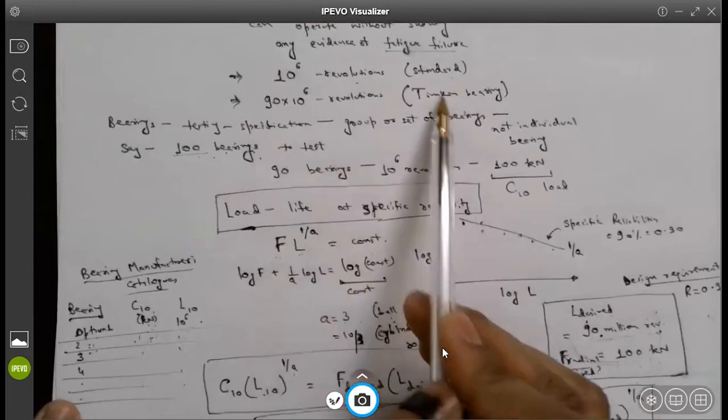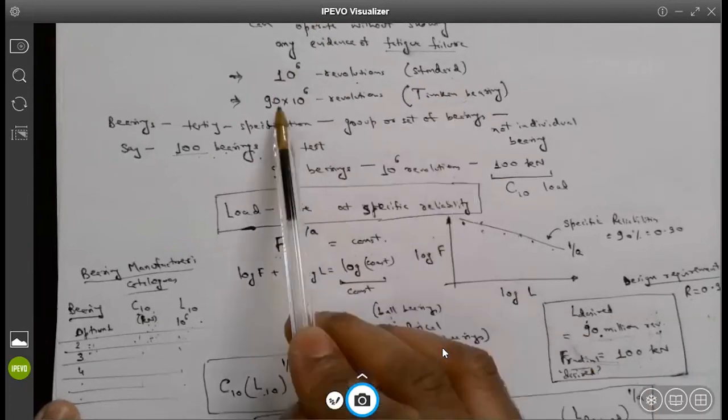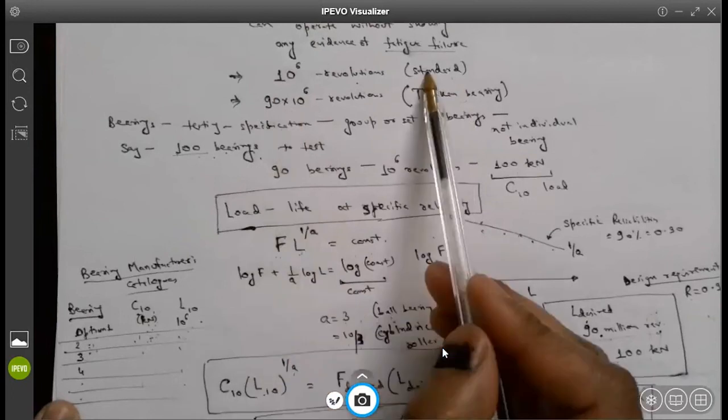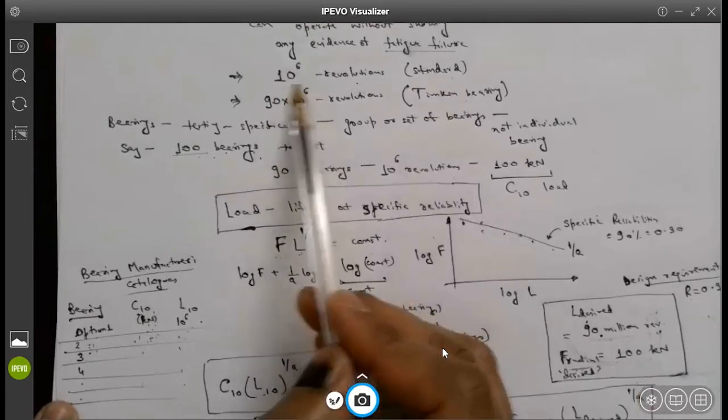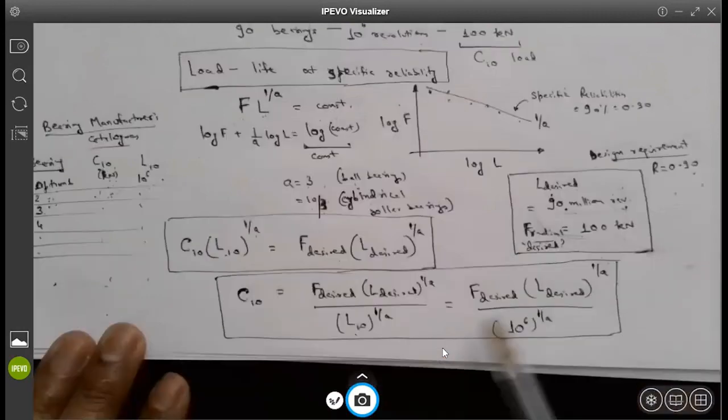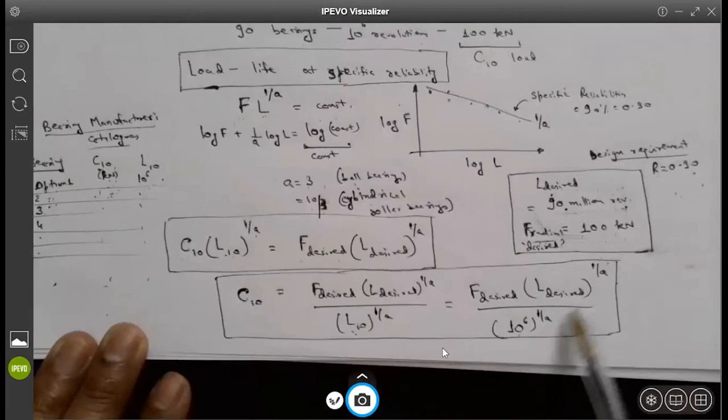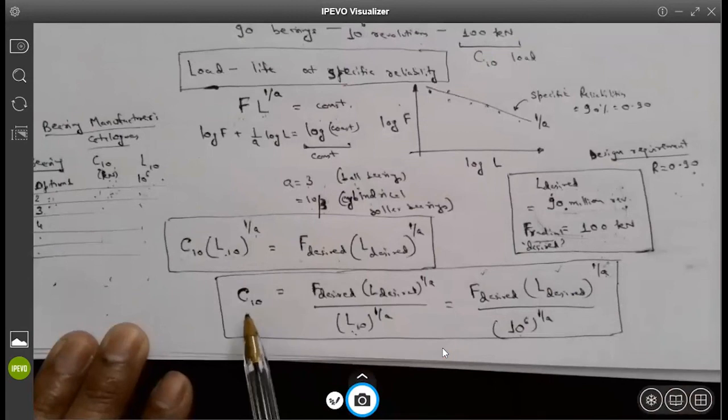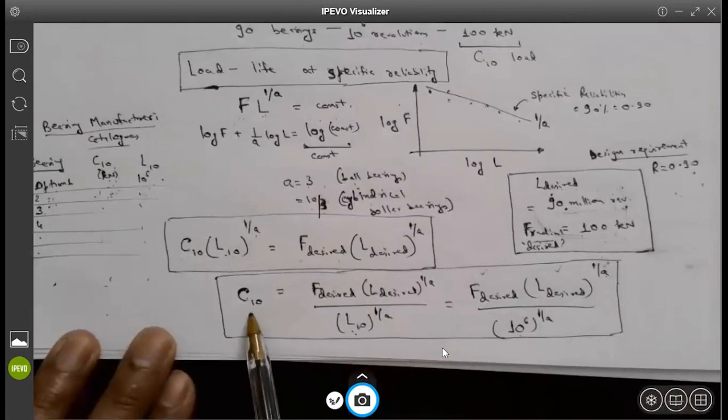If you are using Timken bearings, then the L10 life is 90 million revolutions. But for standard bearings, L10 is 10 to the power 6 revolutions. I substitute L10 as 10 to the power 6, and depending on whether it is a ball bearing or cylindrical roller bearing, you take A. You know F desired, you know L desired, you know the constant, and solving this, you can find your C10 value. Everybody with me?